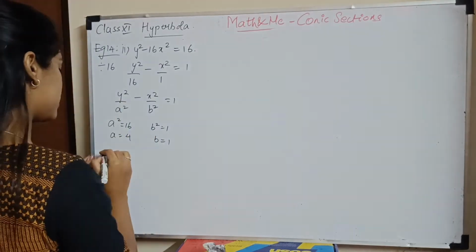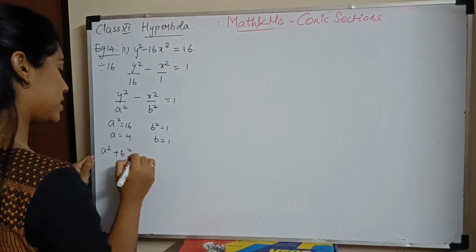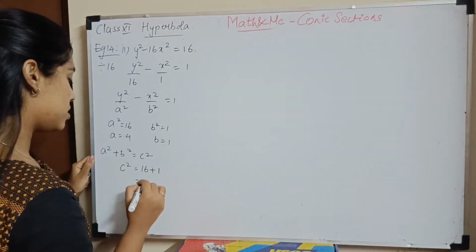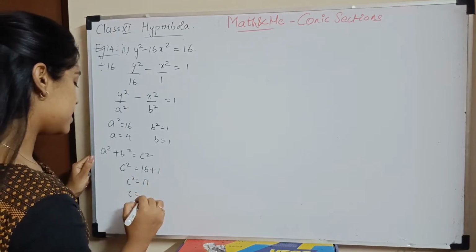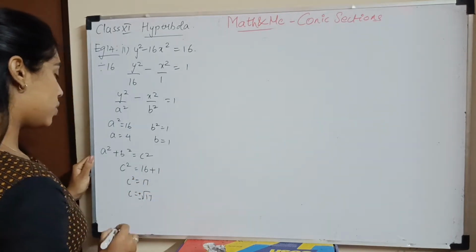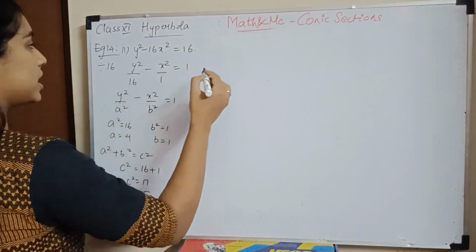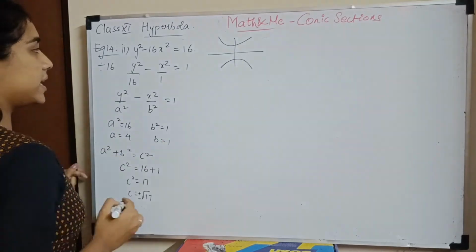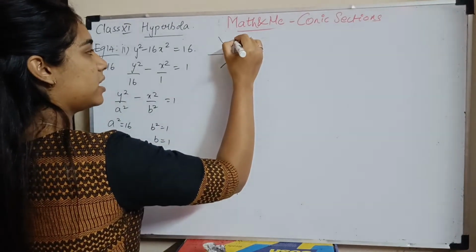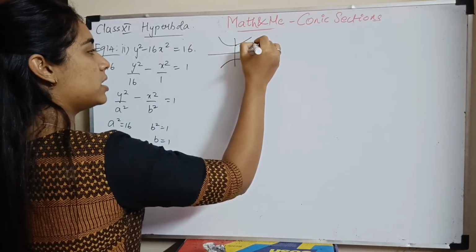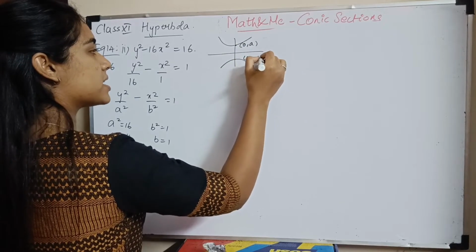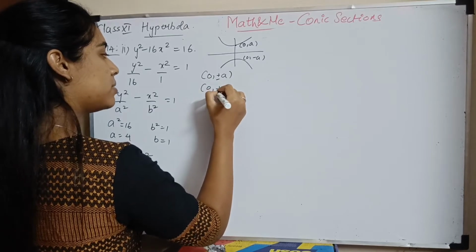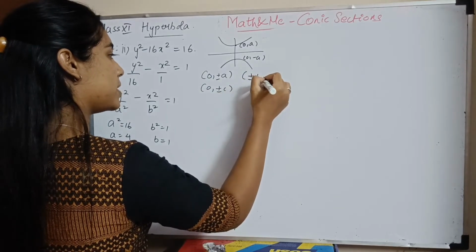What do I need to find? I need to find the foci. So a square plus b square equals c square. c square is 16 plus 1, which is 17, so c equals root 17. How does my foci look? My hyperbola is along the y-axis because of y square by a square. So I have my a here, which is 0, a and 0, minus a. So it's 0, plus or minus a, 0, plus or minus c, plus or minus b, 0.